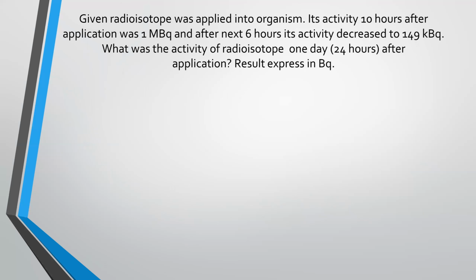Okay, so now there is a radioisotope applied into an organism. Its activity 10 hours after application was 1 megabecquerel. Mega, you can think about it. Becquerel is a very small unit. So we usually use the larger versions, which is mega, giga. Giga is still very large. Generally, the values are in mega. And after the next 6 hours, its activity decreased to 149 kilobecquerel. So you can see the change is much more.